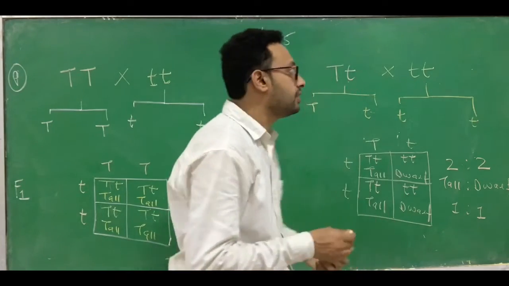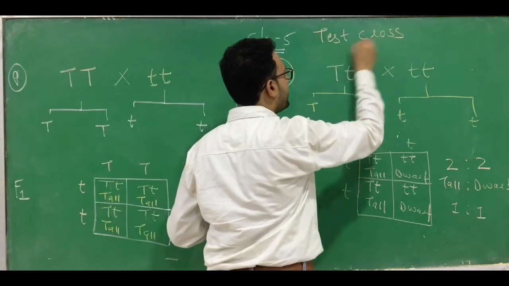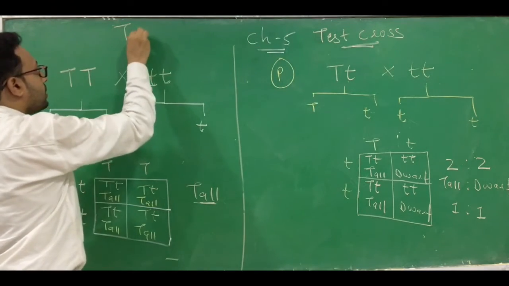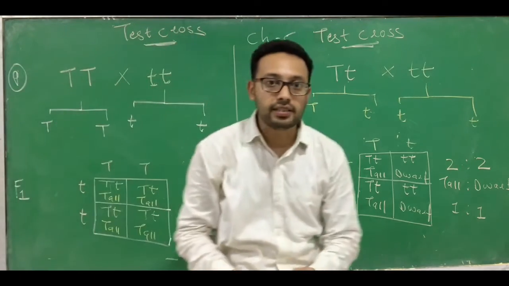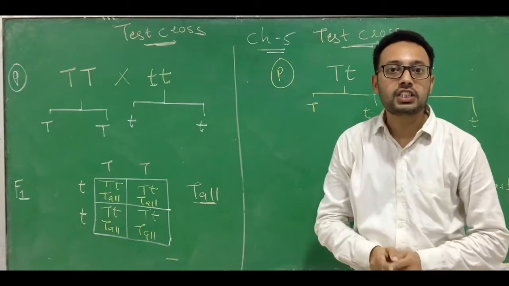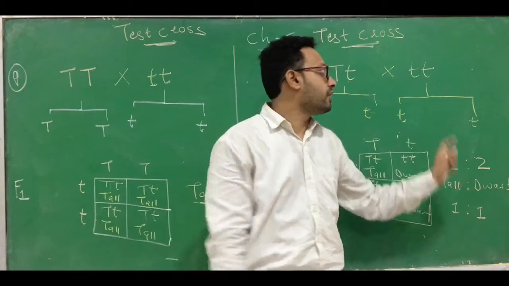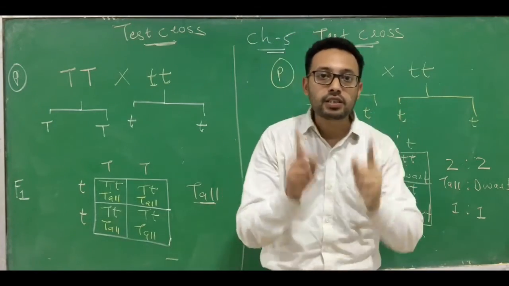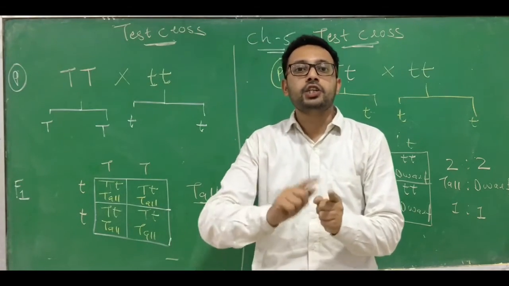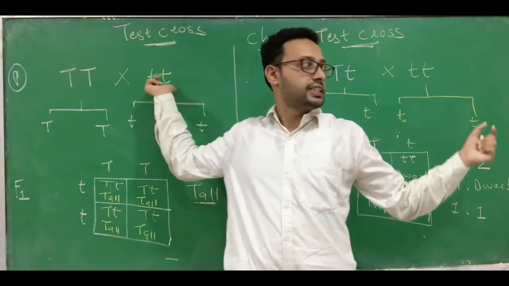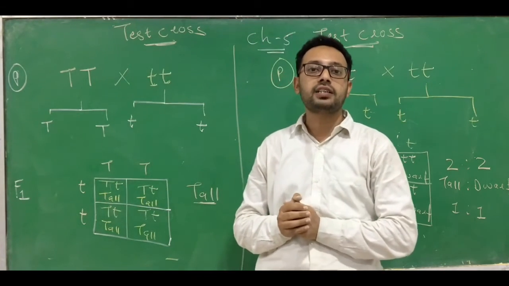So this method is called a test cross. What can it be called? Test cross. So what is a test cross? Remember, a test cross is a method to determine whether it is homozygous tall or heterozygous tall. In this method, you have to take a parent plant and cross it with a homozygous recessive. You can see over here, in both cases you are crossing with a homozygous recessive.